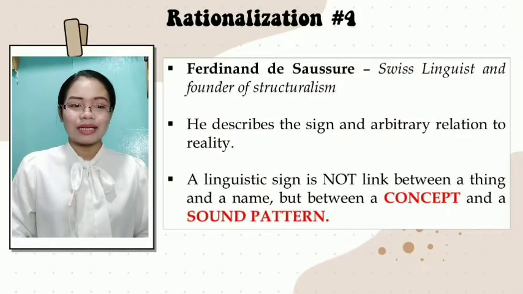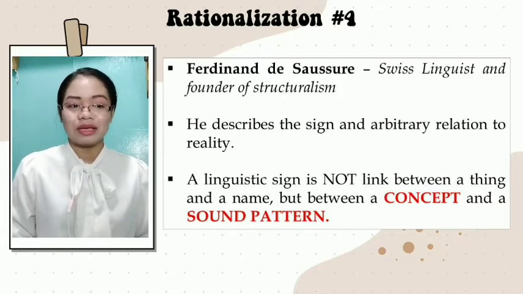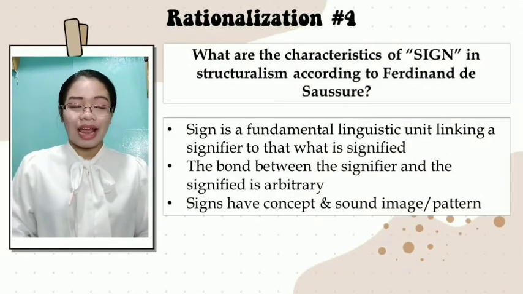Ferdinand de Saussure is a Swiss linguist and founder of structuralism. He describes the sign as having an arbitrary relation to reality. A linguistic sign is not a link between a thing and a name, but between a concept and a sound pattern. So you would ask, what are the characteristics of sign in structuralism according to Ferdinand de Saussure?